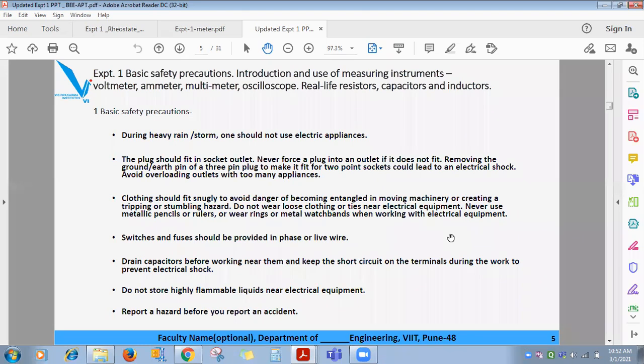You will find circuit breakers, fuses and switches always connected in the live phase and not in the neutral. This is one of the safety precautions.